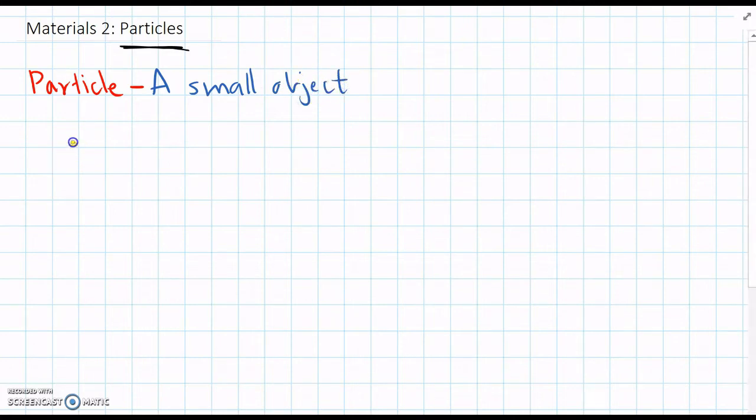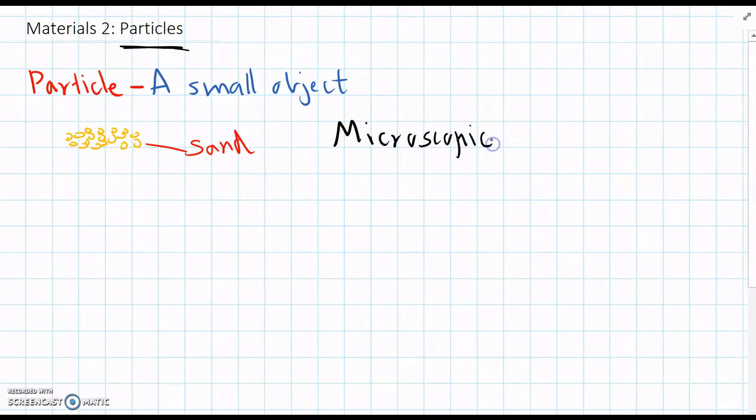So something like a whole lot of grains of sand in a pile. Each grain of sand we can call a particle. But a lot of particles are too small for us to see with our eyes, and so these types of particles are microscopic. And the type of particles that make up most materials are microscopic. And these are the ones that we'll be looking at more closely.